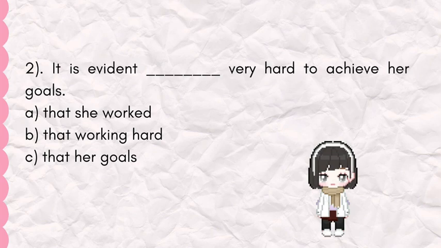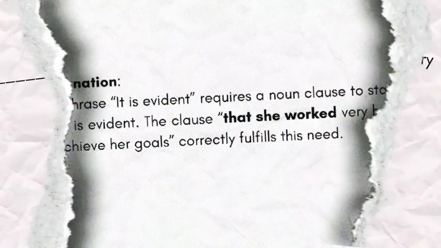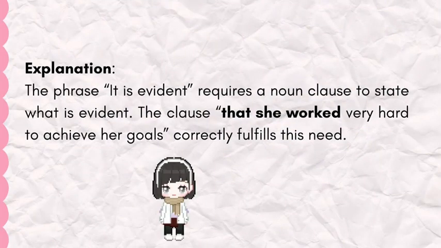Okay, time's up. Congratulations to those who answered A. The answer is that she worked. Next, the explanation of answer number 2. The phrase it is evident requires a noun clause to state what is evident. The clause in answer A, that she worked very hard to achieve her goals, correctly fulfills this need.